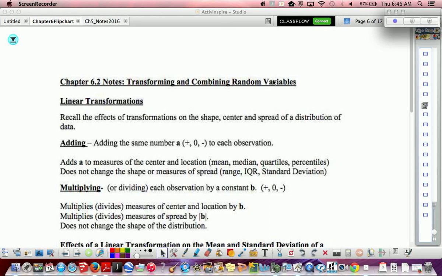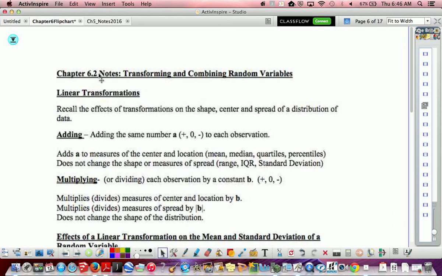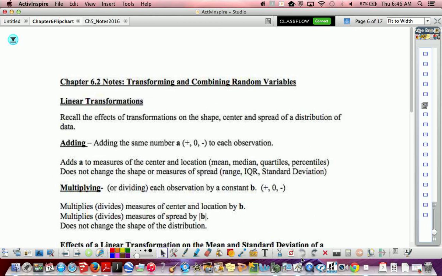In class, let's take a look at your notes for section 6.3. I apologize up here at the top that the notes actually say 6.2. That's just a typo, but this is actually the correct section for 6.3.